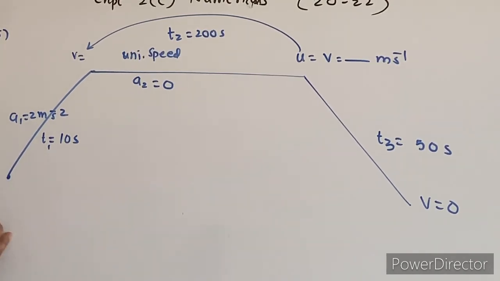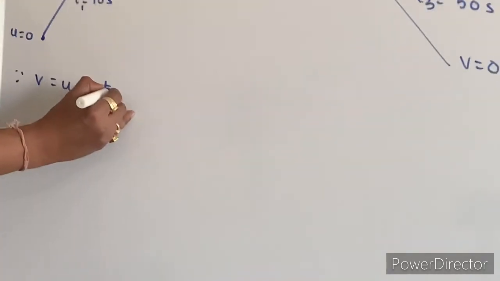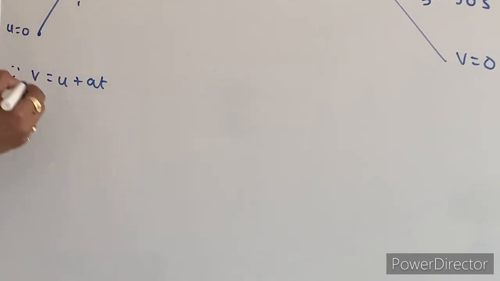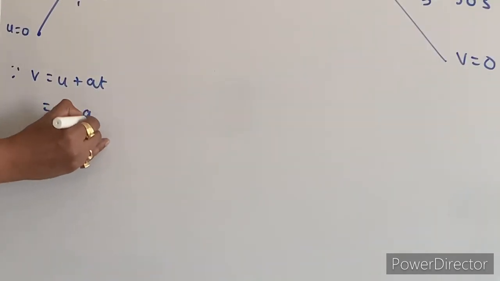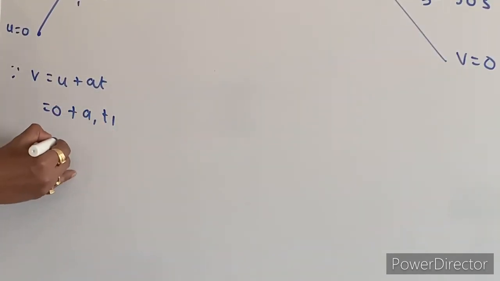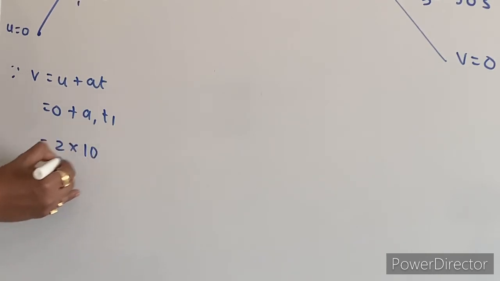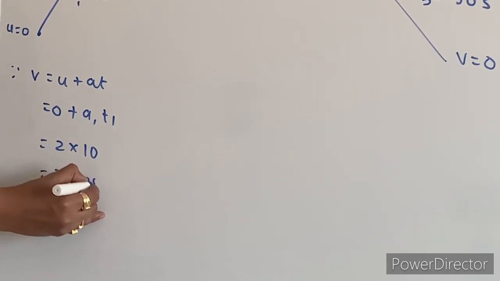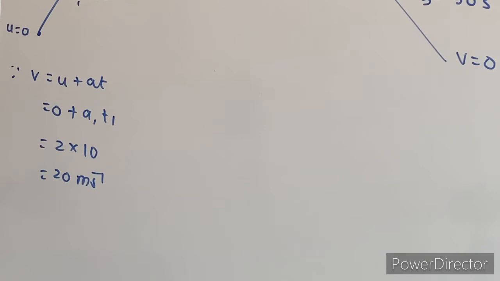So we write here v is equal to u plus a t. This is the formula. So v is equal to 0 plus a1 into t1. a1 is 2, t1 is 10, that comes to be 20 meters per second. So this body is moving with 20 meters per second for the next 200 seconds.